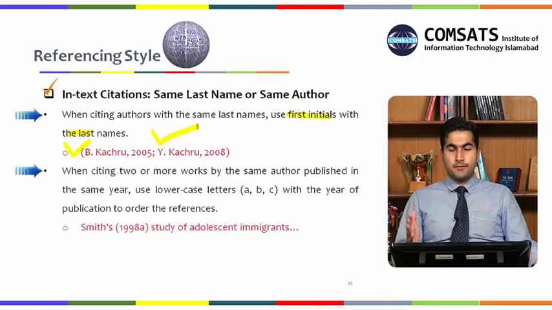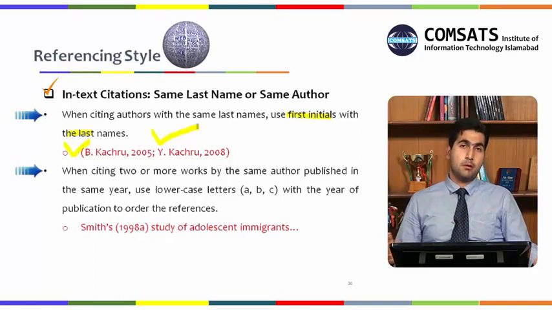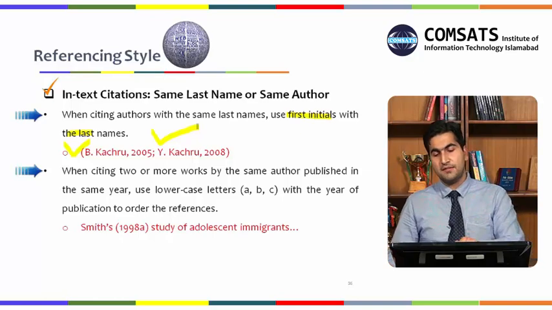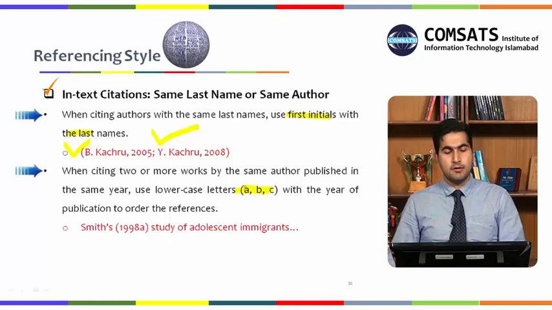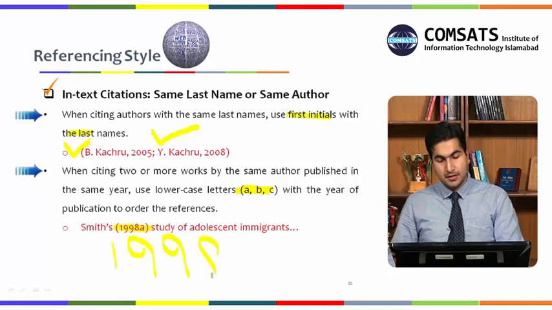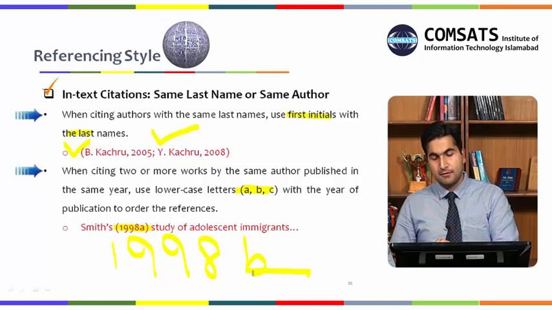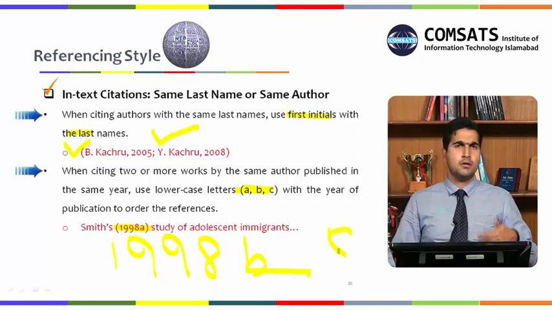Now talking about the same author who has published different works within the same year, and now you want to cite the different works of the same author, different works which have been published within the same year as well. For that you basically use the symbols of ABC. For example, Smith's first work can be mentioned as 1998A. Smith's second work published in 1998 would be 1998B, and the third one would be C, and so on. That depends on the number of works. So that's how you can use these ABCs as well.